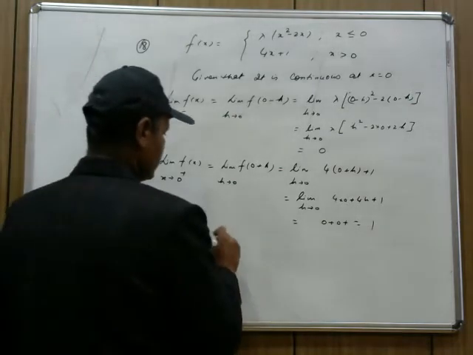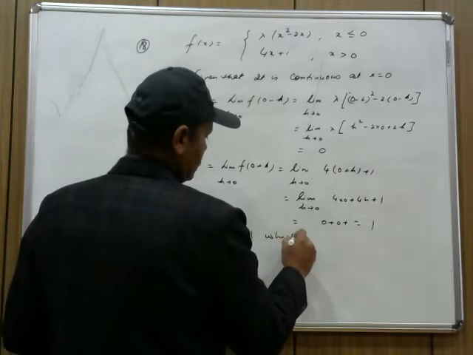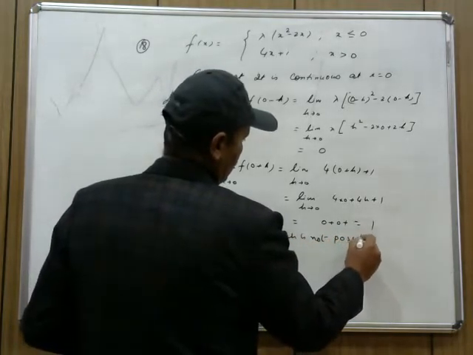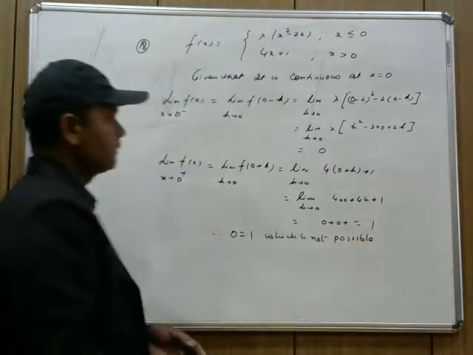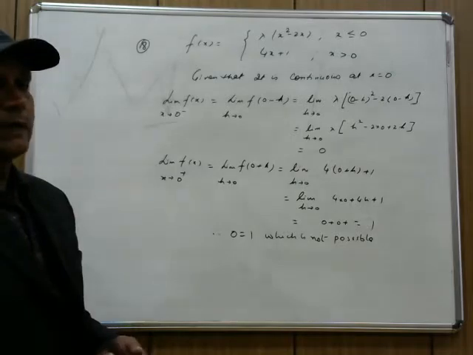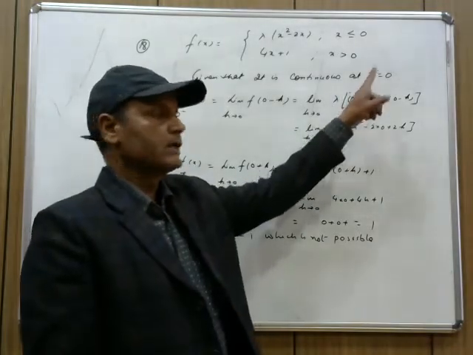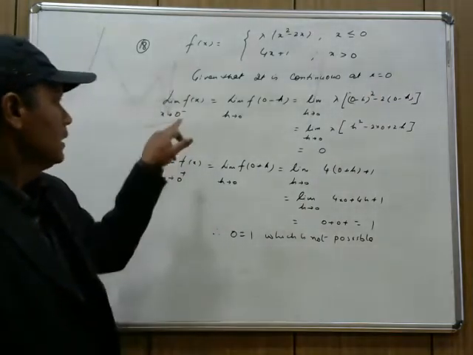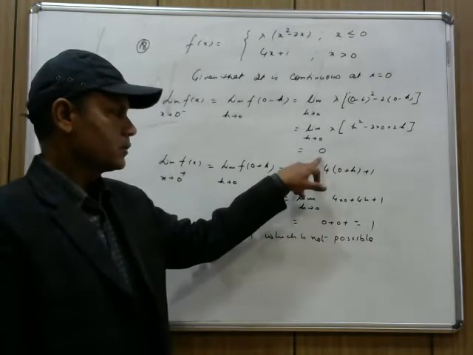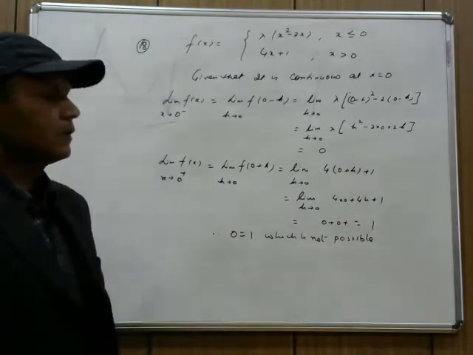That means what I am getting now, 0 is equal to 1, which is not possible. Why is 0 equal to 1? Because it is given for what value of lambda the function is continuous at x equal to 0. When it is continuous at x equal to 0, it means left hand limit and right hand limit would be the same. Left hand limit is 0, right hand limit is 1, and therefore 0 equal to 1, which is not at all possible.